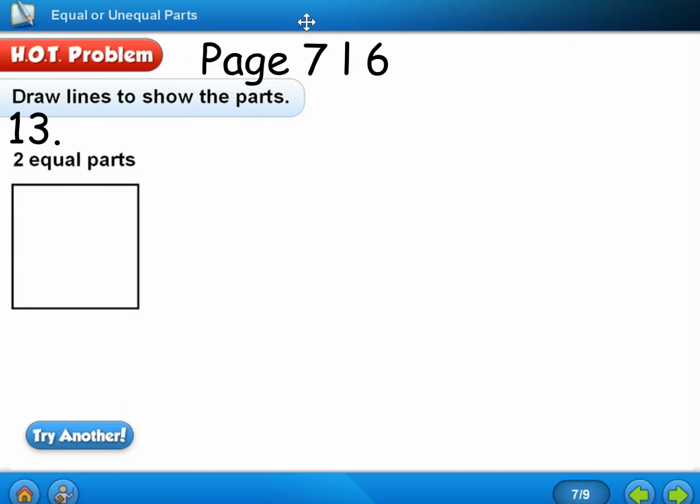Page 716, hard problem. Draw lines to show the parts. Number 13. 2 equal parts. You are going to draw a line to show 2 equal parts. Let me show you how to do it. You can draw from the top vertex to the bottom vertex.